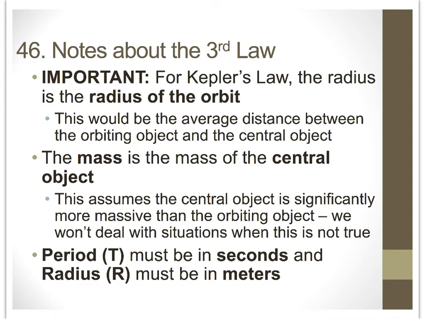The other really important thing to keep in mind here with the third law is that your period must be in seconds and your radius must be in meters, okay? All the constants we use rely on period in seconds, radius in meters. Yes, this is slightly frustrating because we're talking about the orbit of planets, which can take years. We're talking about distances that are millions of miles that we have to have in meters, but that's the way it is for this version of Kepler's third law.